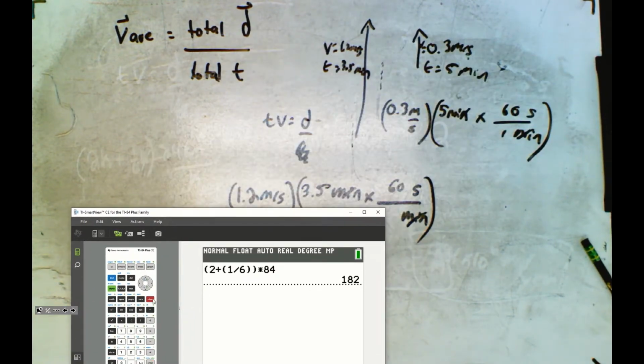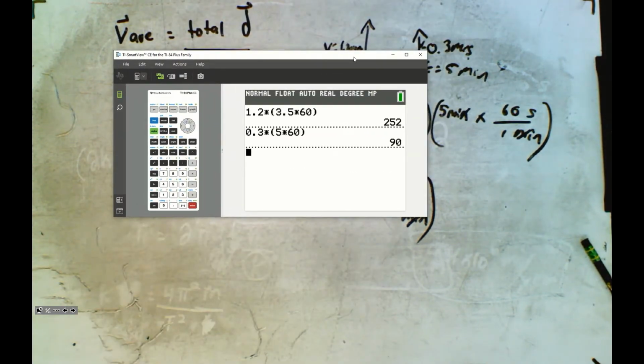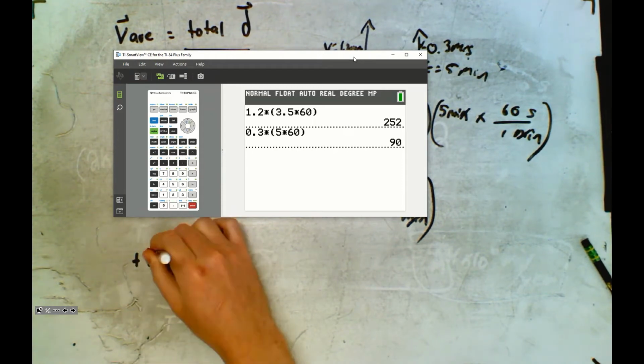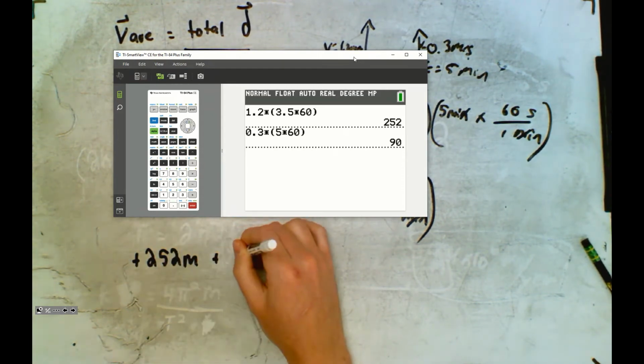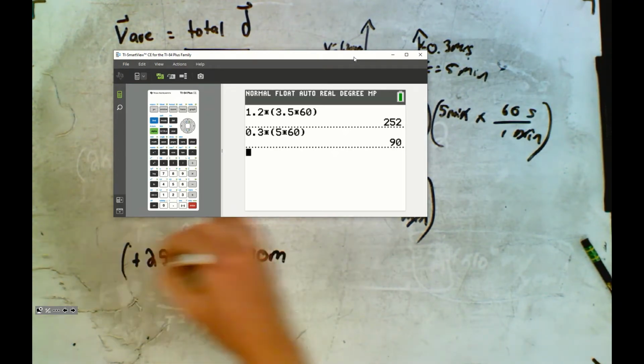Okay, so for the first one, it's going to be 1.2 times 3.5 times 60. So that's how far I go. And then the second one, I go 0.3 meters per second, and I need to go 5 times 60 in brackets. Okay, so that's my total distance there. Both are north, so positive 252 meters and positive 90 meters. So that's my total distance.